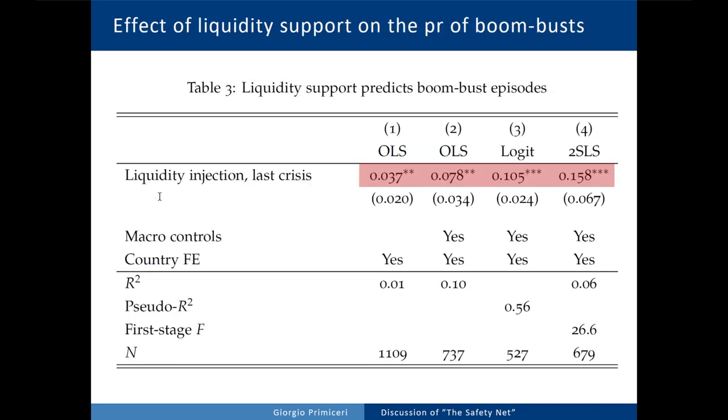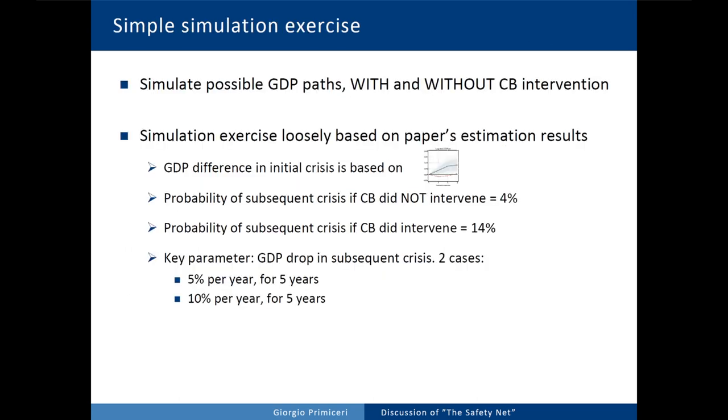So I took this 14% from this table that basically estimates that the increase in the probability of the next crisis for a country whose central bank decides to intervene today is between 4 and 16% more than in the country that does not intervene. So I collapse this to 10% and I use 14. And finally, this is the key parameter here that determines everything. How costly is going to be the next crisis?